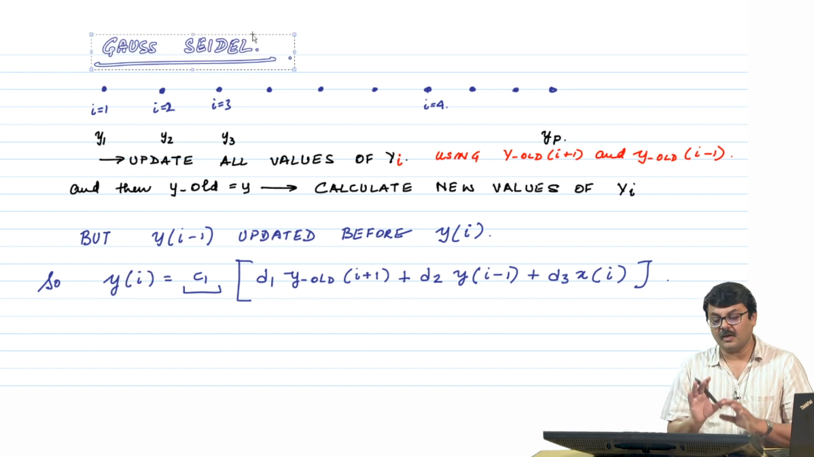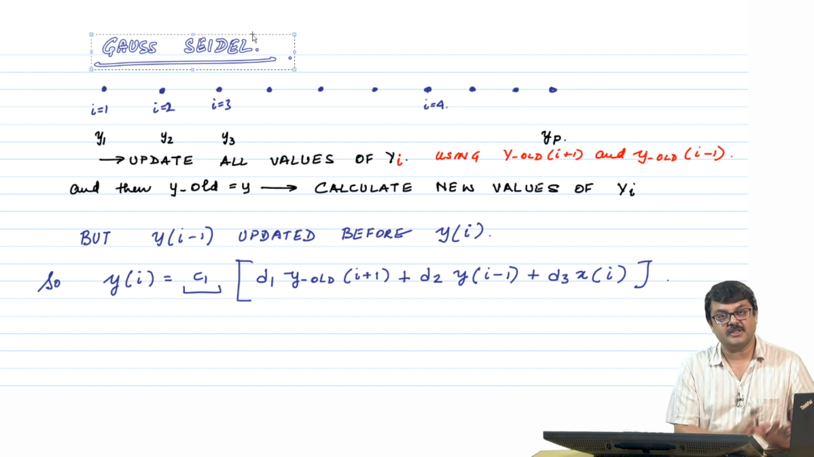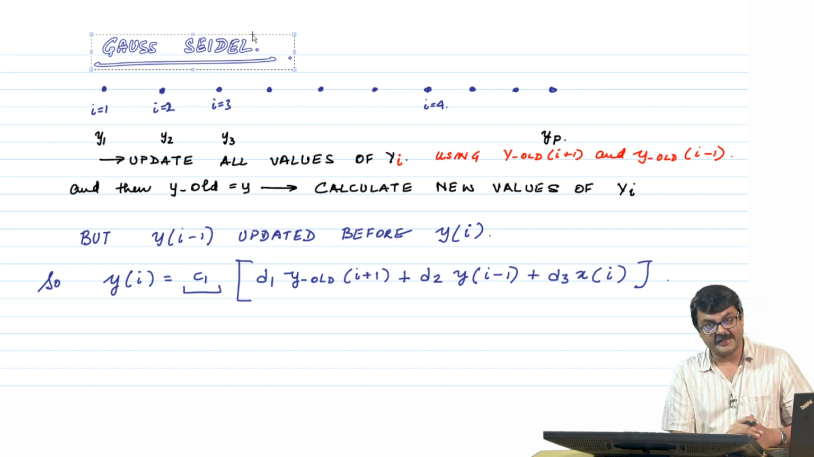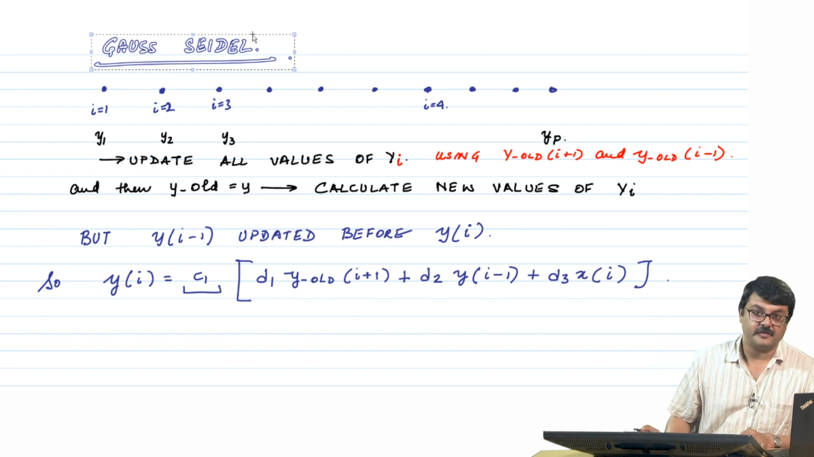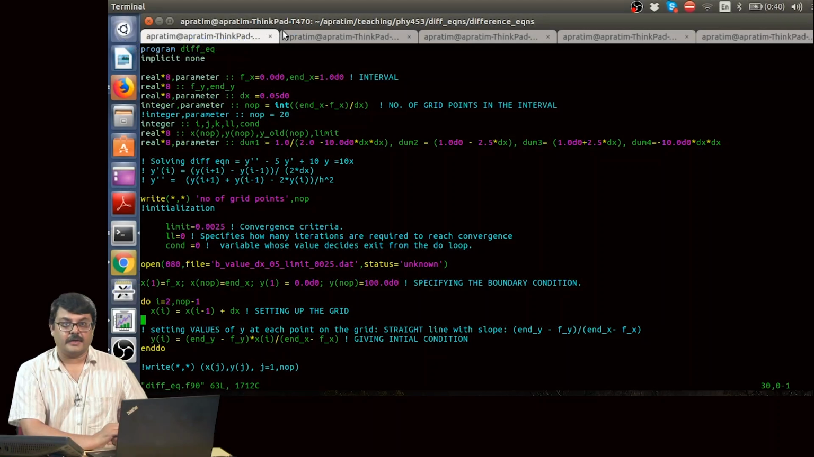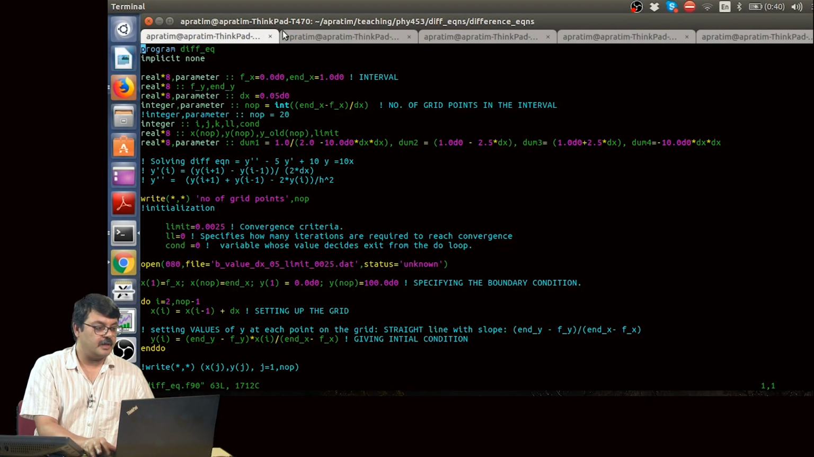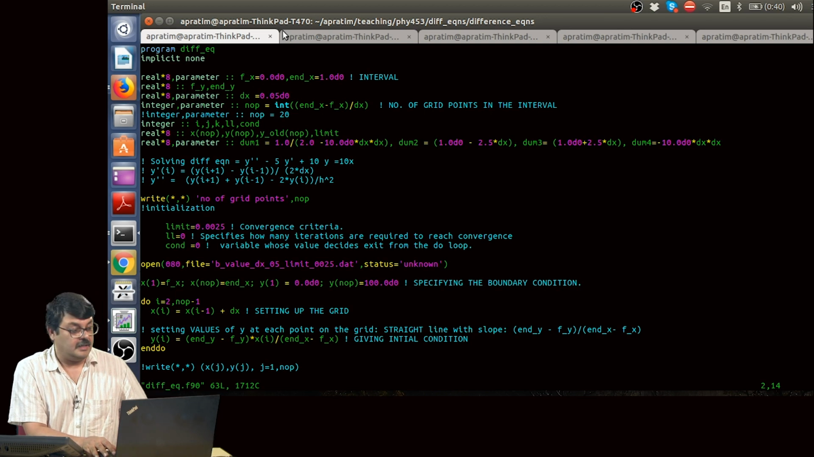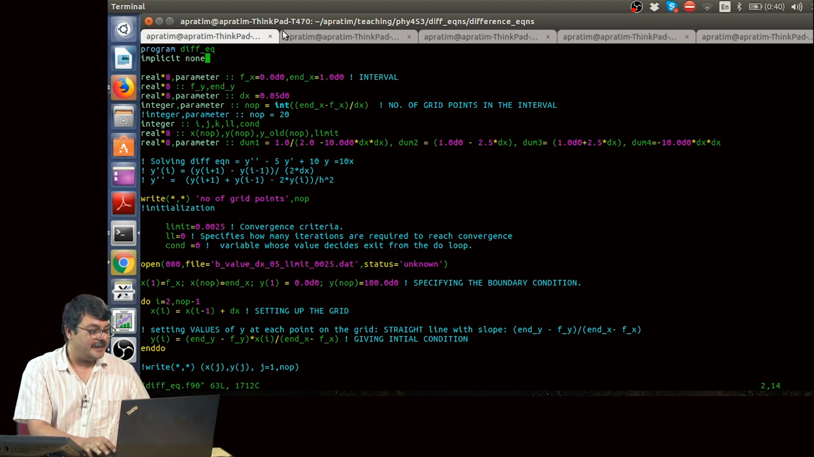Okay. Now, with this background, let us actually go to the code and see how this has been implemented and have an idea of the solution. So here is the code, program diff equation, and then you have the obvious implicit none, and this is where I have defined the interval. fx is 0, that is one end of the interval, and endx is 1, the other end of the interval. dx or h I have set to be 0.05 as we were discussing in class.